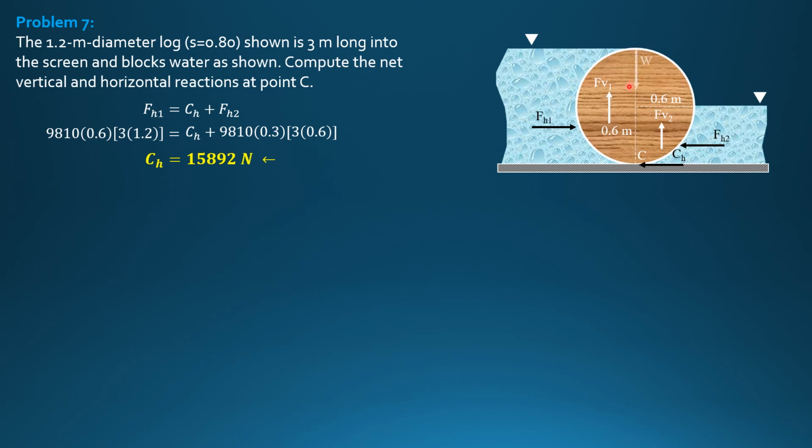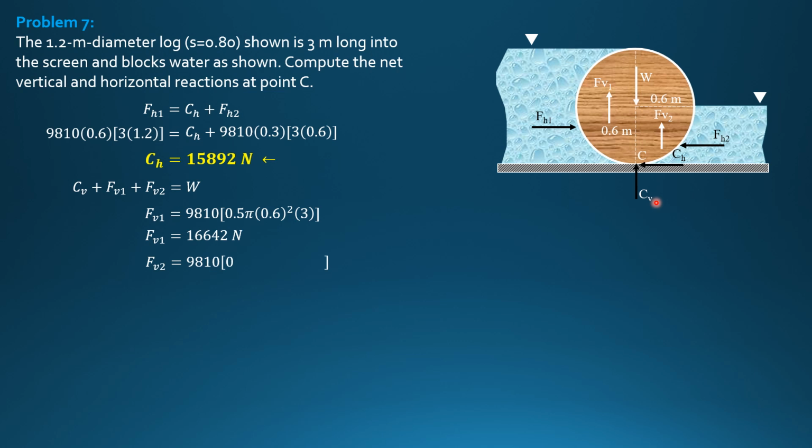Then the weight acts downward, and let's assume that the vertical reaction at C is upward. So summation of forces vertical equals 0. CV plus FV1 plus FV2 equals W. FV1 is equal to specific weight of water, and volume is pi over 2 or 0.5 pi of radius squared, 0.6 squared, times length perpendicular to the board, 3 meters, or area of semicircle times 3. That's the volume to be considered. So FV1 is equal to 16,642 newtons. FV2 is expected to be half of this.